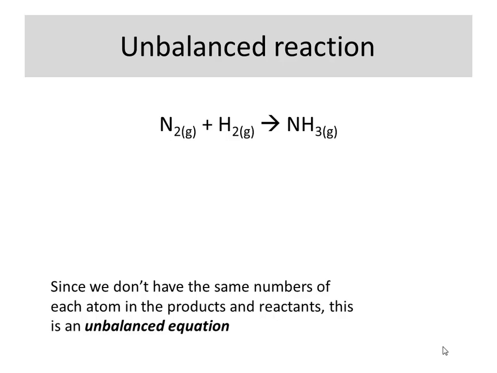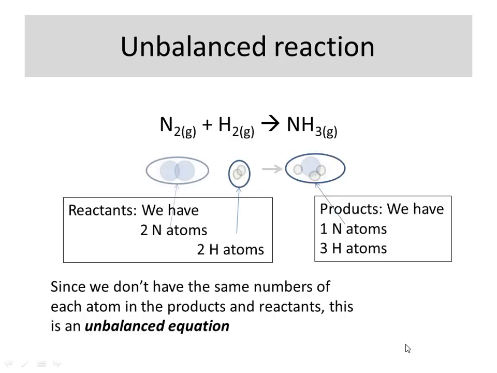Since they're not equal, you guys just took this down, so you don't have to take it again. They're not the same. 2 nitrogen atoms in the reactant, 1 nitrogen atom in the product, 2 hydrogen atoms in the reactant, 3 hydrogen atoms in the product. Not a balanced equation. Okay? Don't take this down again. You already have this down.